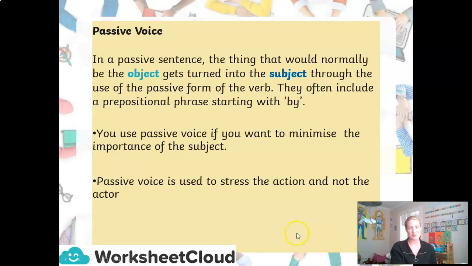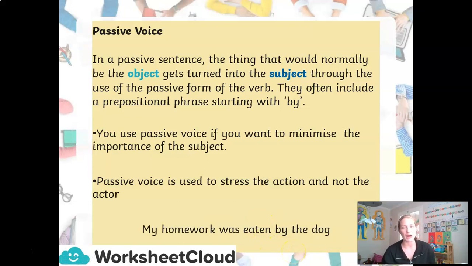So for example, that same sentence: my homework was eaten by the dog. Now this time, because it's passive voice, I've put the object first, my homework. The verb is there and it's still being performed by the dog, but I've put the word by and I've chucked the dog at the end.